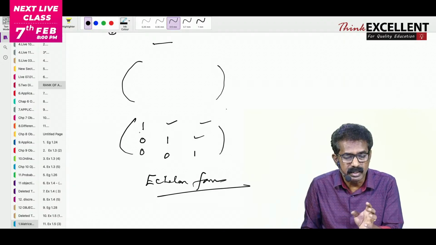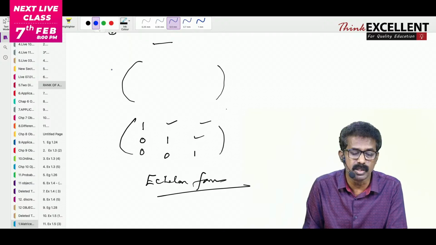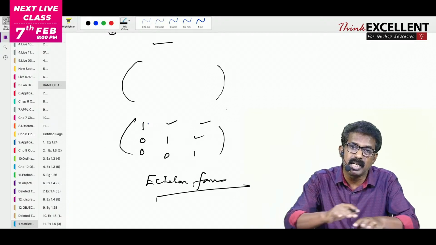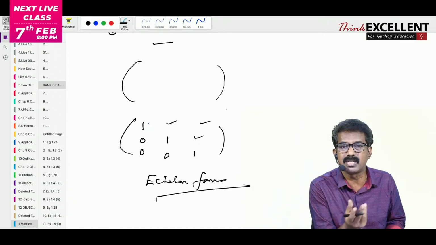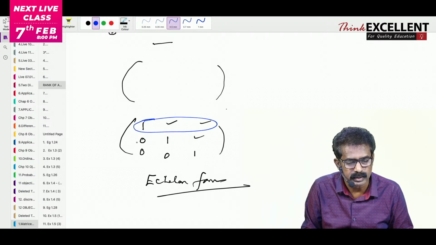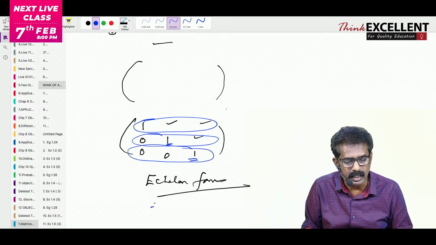ஓகே, இந்த ஃபார்மில் கொண்டு வந்துட்டு you count how many non-zero rows. மொத்தம் எத்தனை non-zero row இருக்குன்னு பாருங்க. 0 rowனா எல்லா என்ட்ரியும் 0 வந்தா 0 row. non-zero rowவுல ஒரு எலமெண்டாவது non-zeroவாக இருக்கும். இப்போ ஃபர்ஸ்ட் row is a non-zero row. செகண்ட் rowவில் ஒரு எலமெண்ட் இருக்குல்ல, ஸோ non-zero row. தேர்ட் rowவிலும் ஒரு எலமெண்ட் இருக்குது, ஸோ it is a non-zero row. Then you say rank of this matrix is 3.